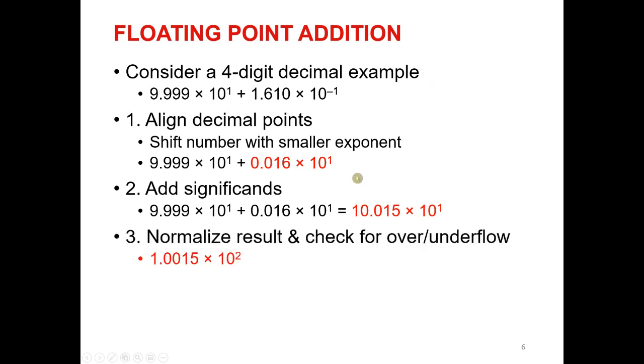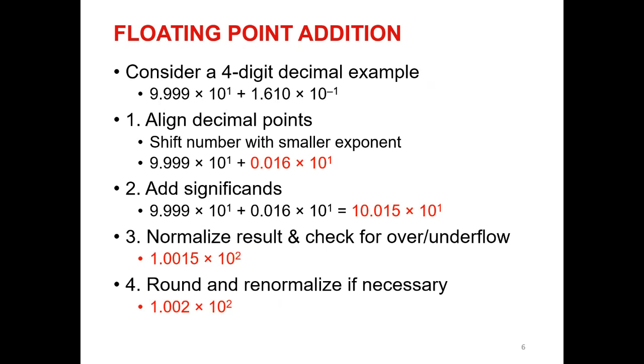The third step will be normalizing the result. Remember that for us, normalizing means that we only want 1 digit before the point. So in this case, we have 2 digits before the point, and we want only 1. So what do we do? We shift the point to the left and increase the exponent accordingly. In this case, we have shifted it 1 position, so we increase the exponent by 1. If we were shifting the point in the other direction, instead of increasing the exponent, we would decrease it.